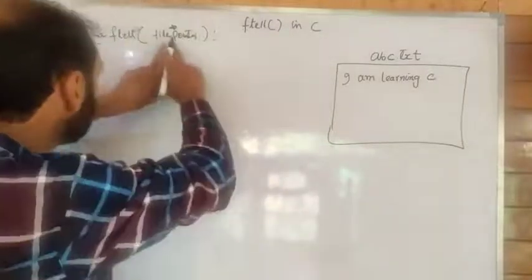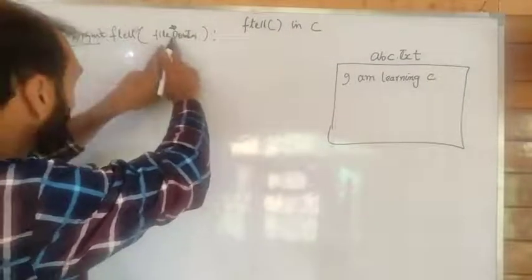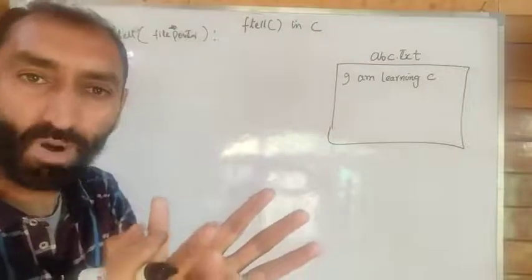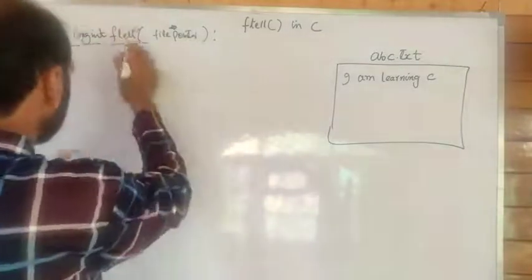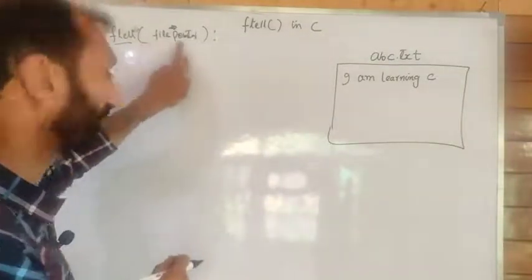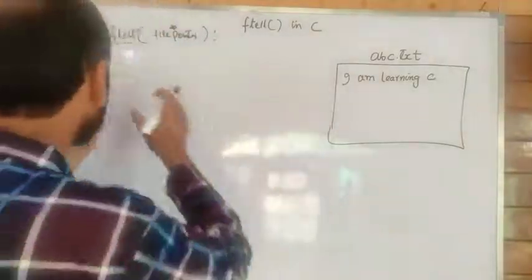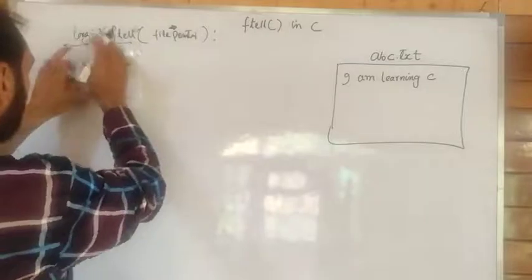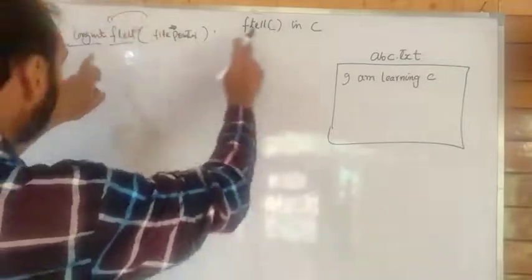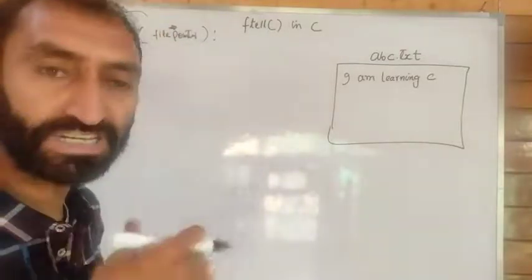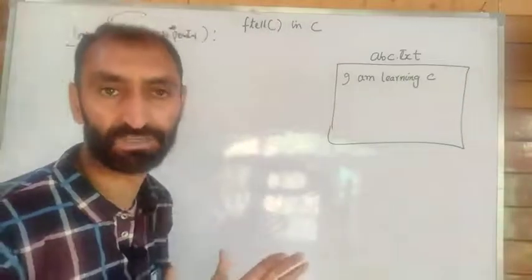And what does it take? It takes one argument, one parameter, that is the name of the file pointer. ftell is the name of the function, and the file pointer is the parameter that this function accepts, and the return type of this function is long int. That means it returns an integer.